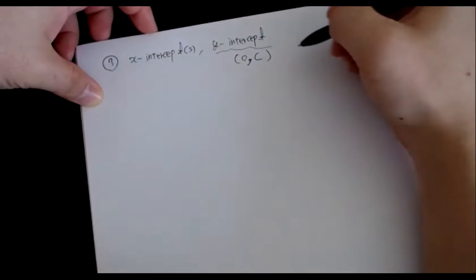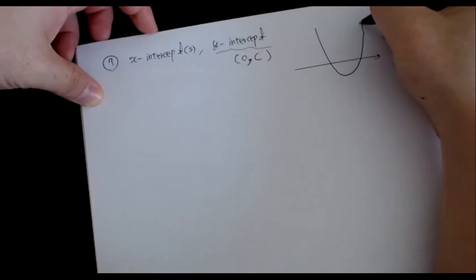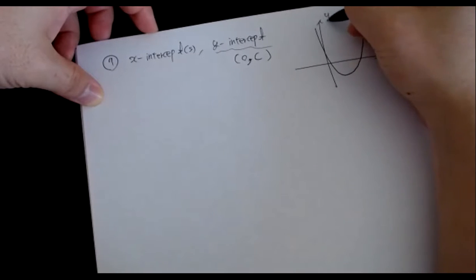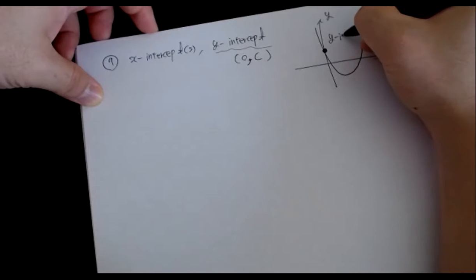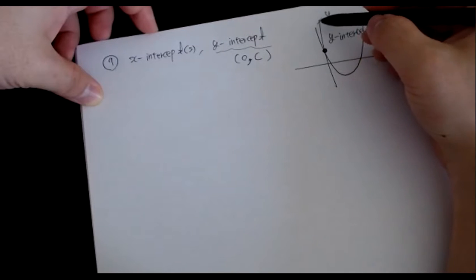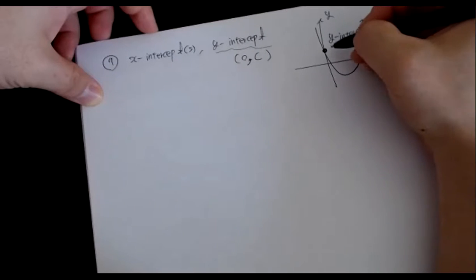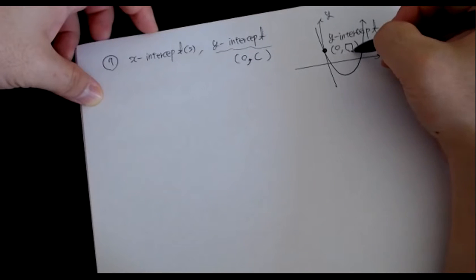Why? Without loss of generality, let's think about this kind of quadratic function. Here's the y-axis, and we see that this is the y-intercept. Since the point lies on the y-axis, the x-coordinate must be 0. So it's 0 comma something. Let's figure out that y-coordinate.